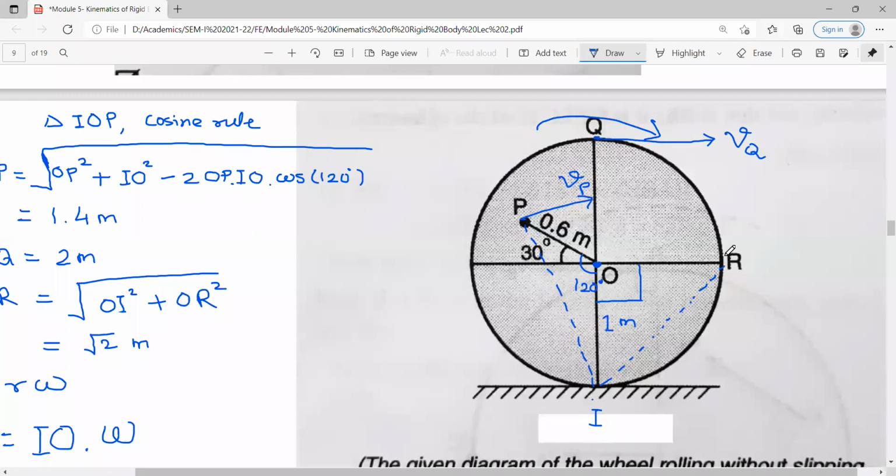Velocity of point R. In which direction point R is moving? So what is the radius of point R? Point R का radius है IR. This is the radius. This is the radius of point R. So perpendicular to that radius will be the velocity of point R. So if you mention the directions of velocities of these points with magnitude, your answer will be more complete.